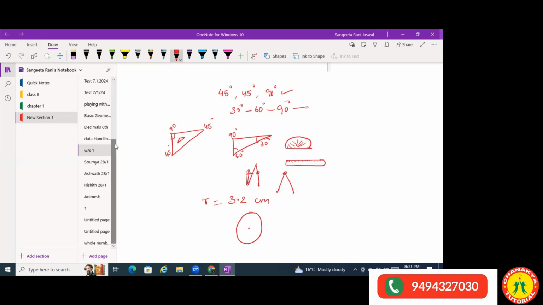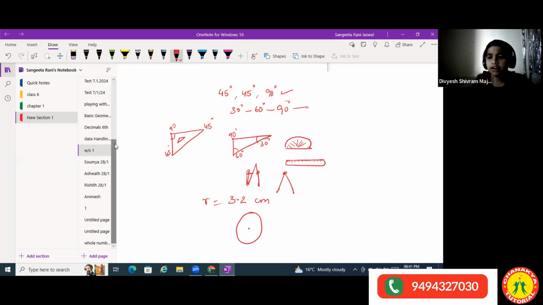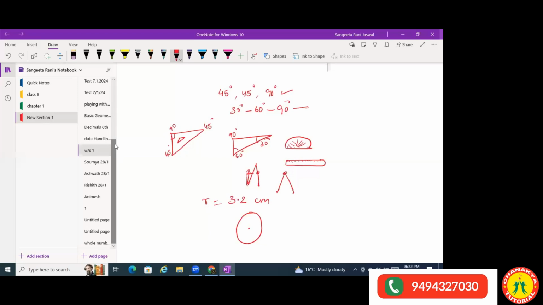Now suppose, children, if you get in the exams, the diameter is given to you as 4 centimeters. Make a circle whose diameter is 4 centimeters. So first, what will you do? You will take the half of the diameter. Diameter is 4 centimeters given in the question. Yes, very good, Divesh. If diameter is given, radius is half of the diameter. So that means 4 by 2, which is equal to 2 centimeters.